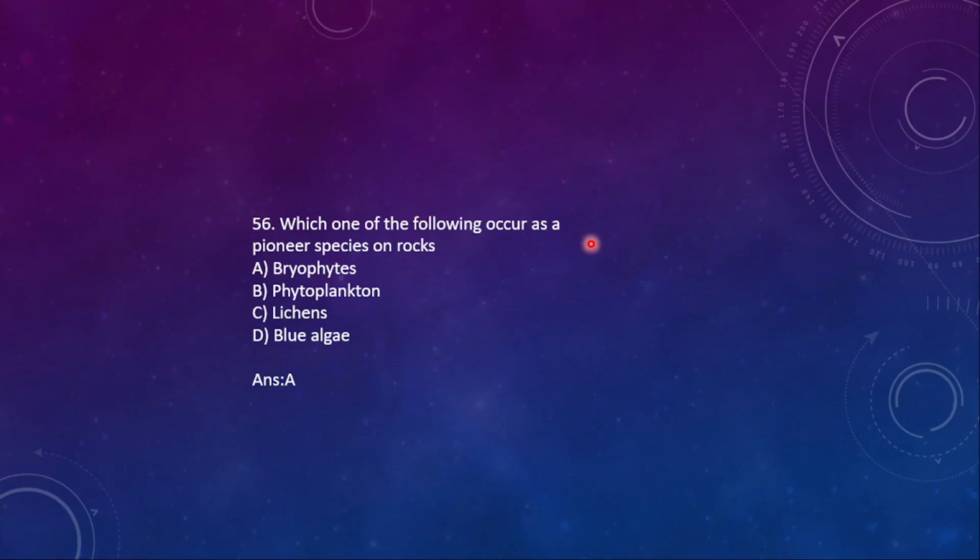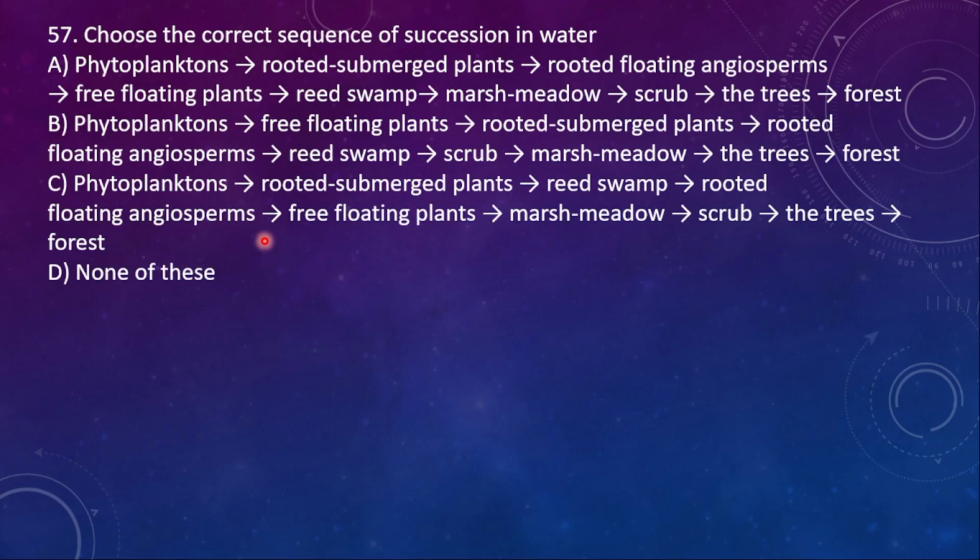Which one of the following occurs as a pioneer species on rocks? Bryophytes, phytoplanktons, lichens, and blue-green algae. So here the right option is lichens. Next, choose the correct sequence. Phytoplankton, rooted submerged plants, rooted floating angiosperms, free floating plants, and then reed swamp, marsh meadow, scrub, the trees, and then forest. This is the final one.